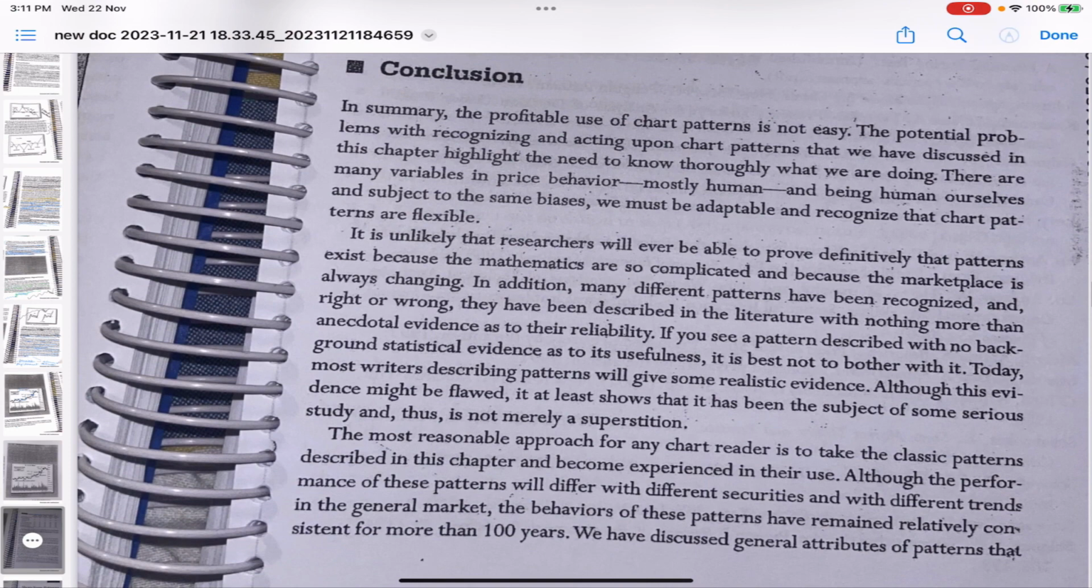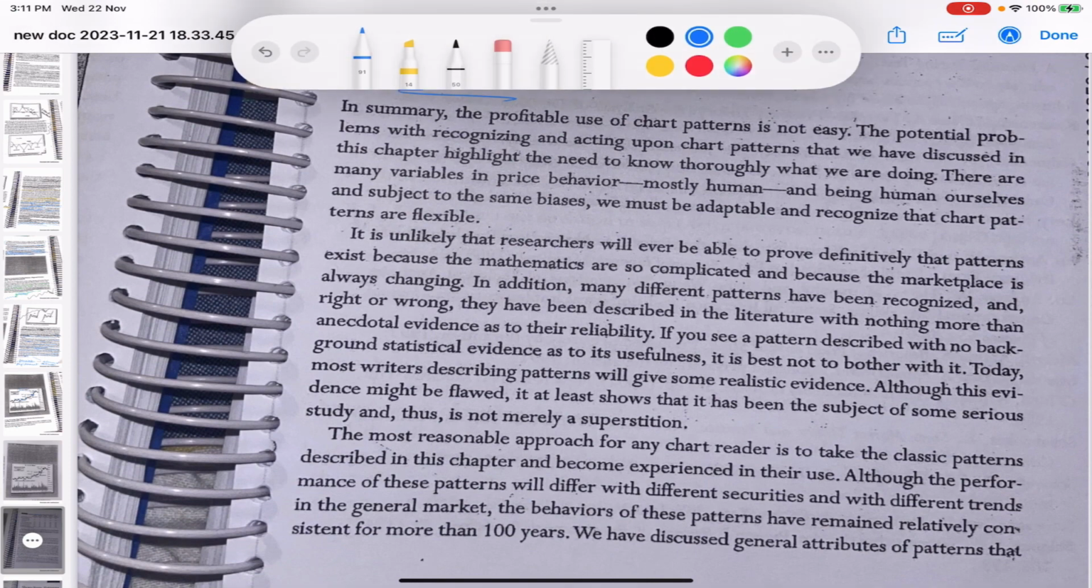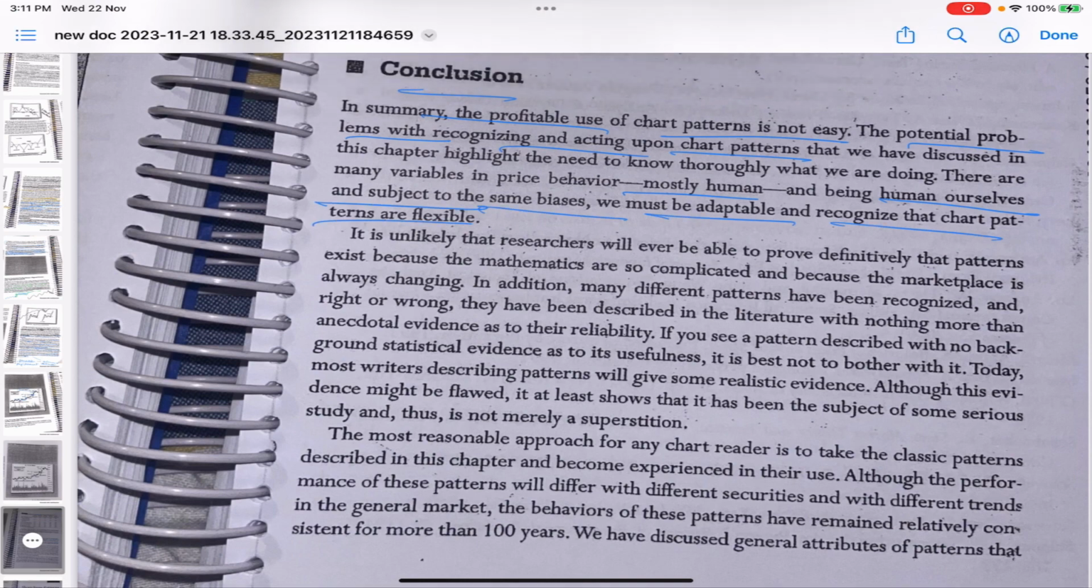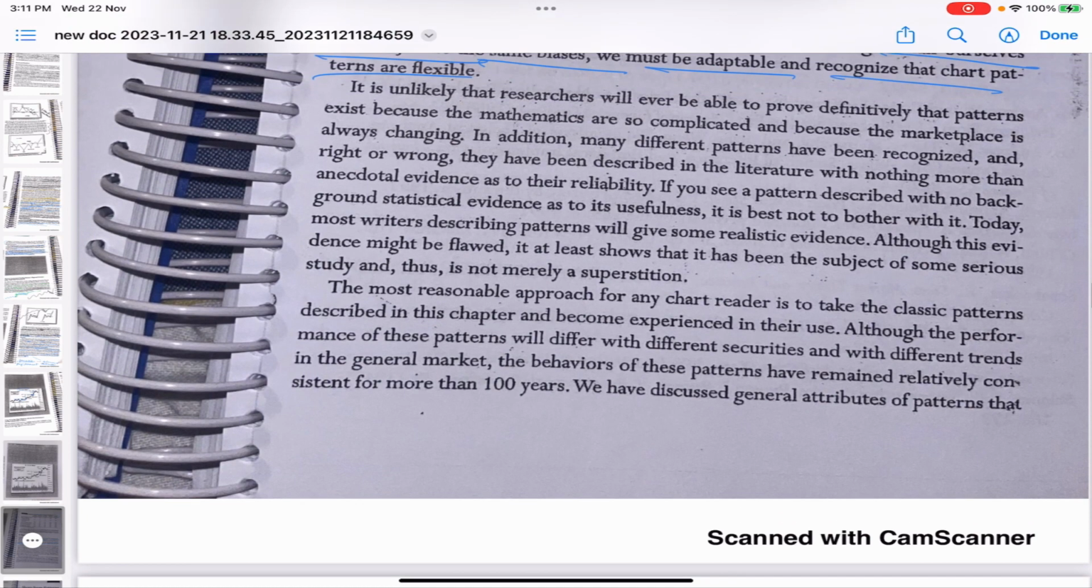All right. Now let's come to the conclusion of this chapter. So profitable use is not easy, since you need to be very regular with it, consistent with it. The potential problems with recognizing and acting upon the chart patterns have been discussed. There are many variables in the price behavior, mostly human, and being human ourselves, we are subject to biases. We must be adaptable and we must be always open and flexible to the changes.